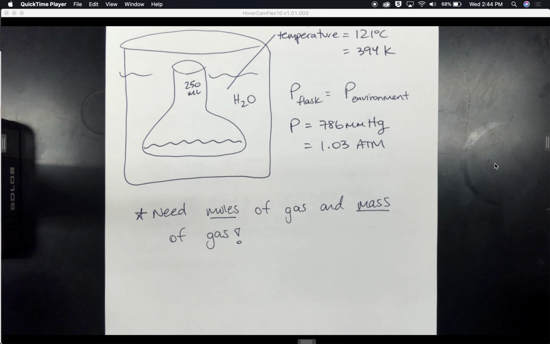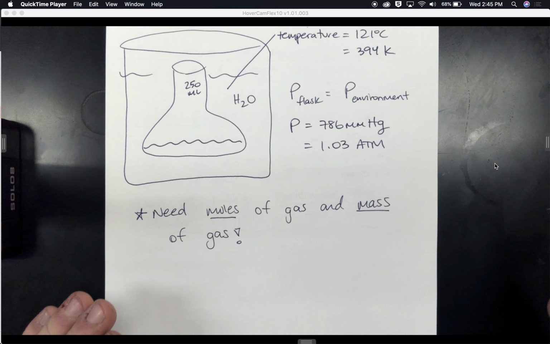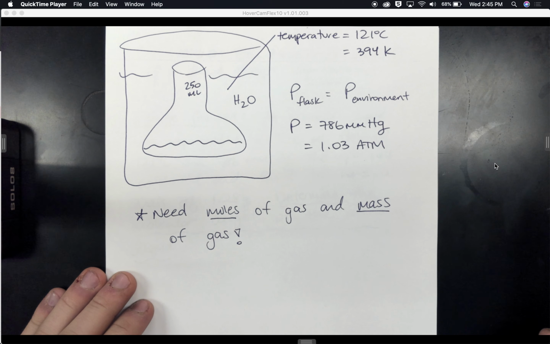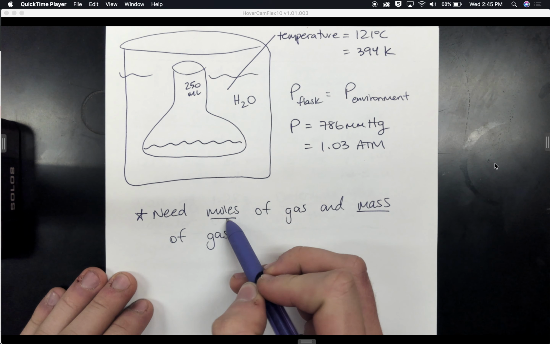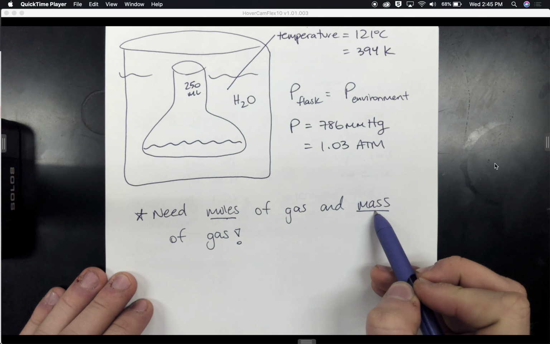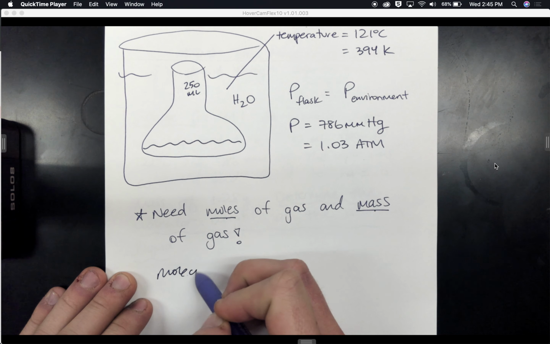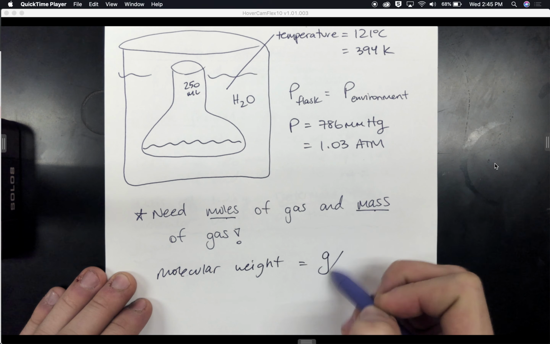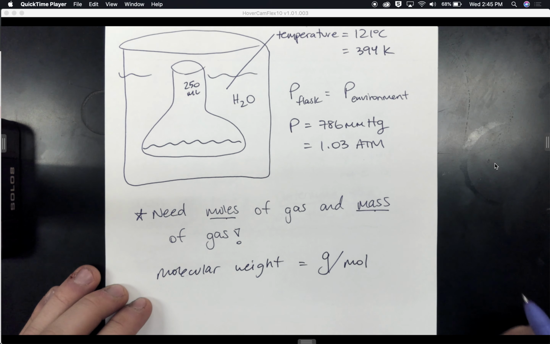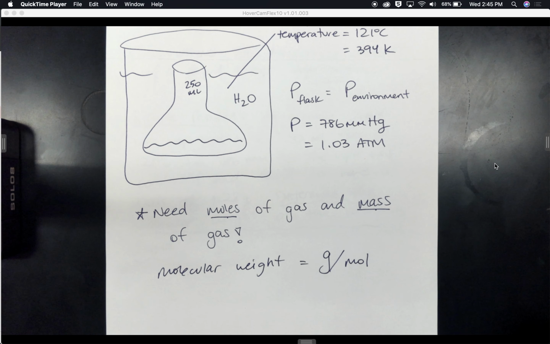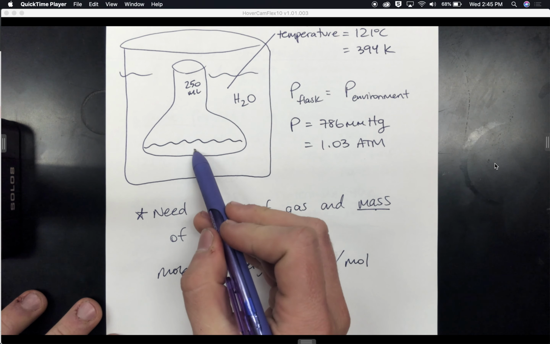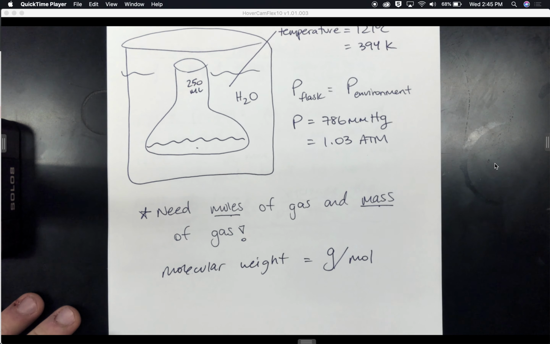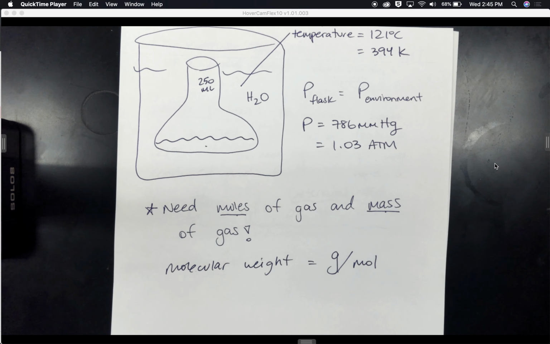Now, before we get started with the ideal gas law, I think it's important to think about, in order to find the molecular weight of the gas, we need moles and we need mass. Molecular weight equals grams per mole. Just like you would say the molar mass of water is 18 grams per mole, we're trying to figure out what the molecular weight of this liquid is, and we're going to use grams per mole.